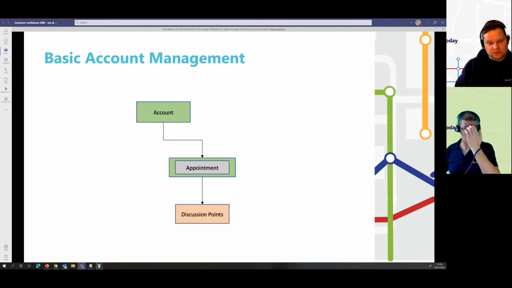And again, we'd have multiple discussion points against that appointment. And as John will demonstrate, when these discussion points on that appointment are met or not met, when that appointment is marked as closed, we can move those discussion points from the appointment we've just been to the next appointment. So again, nothing drops through the cracks. Is that all right, John? Have you got anything to add to that?